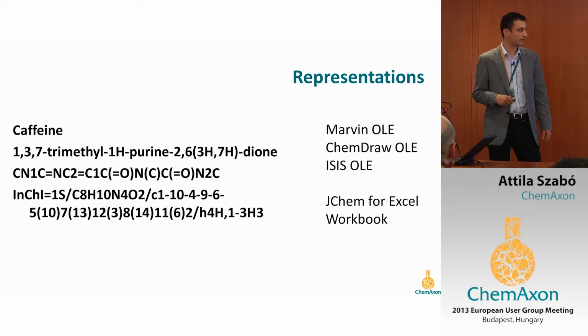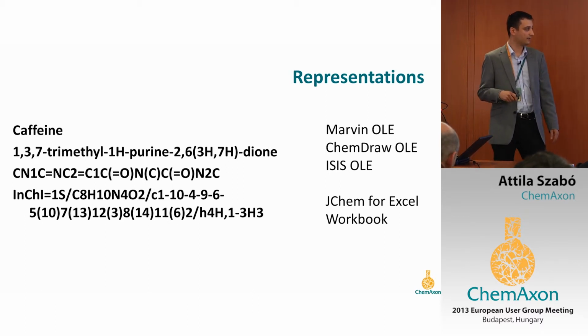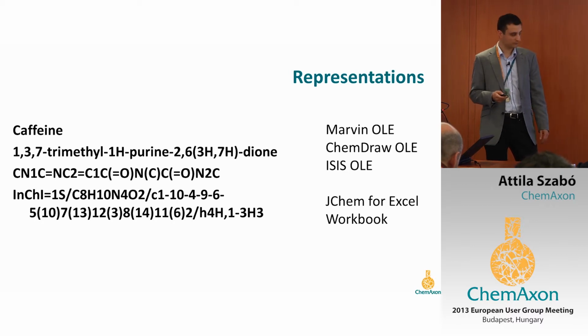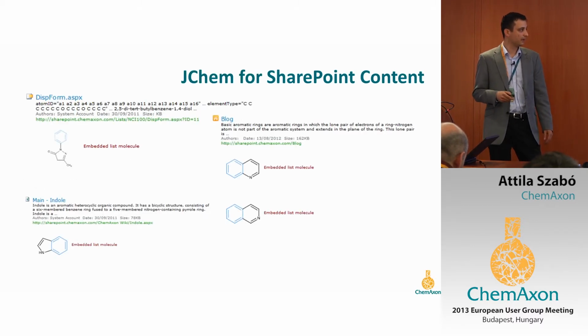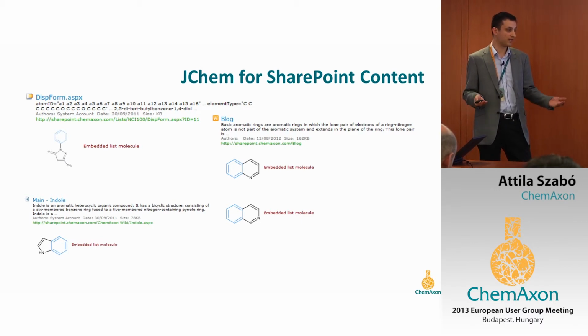Additionally, embedded structures like Marvin OLE, ChemDraw OLE, and ISIS OLE are searchable too, and JChem for Excel workbooks as well. And last but not least, all the SharePoint content you created. So the sites enriched with chemical structures will also be returned by the search.